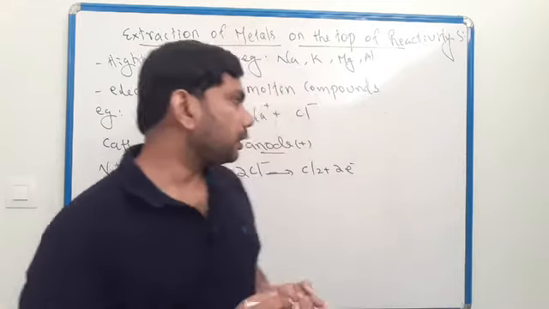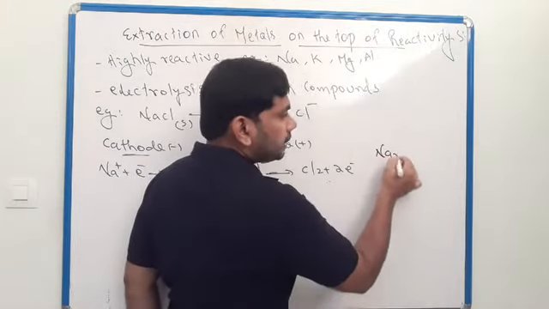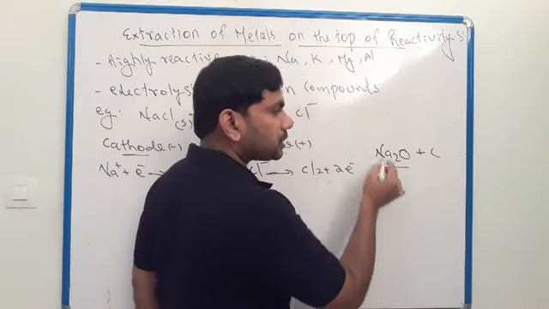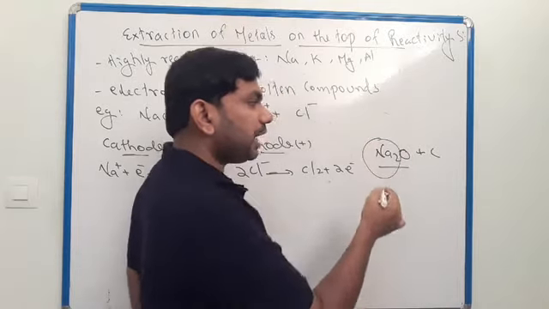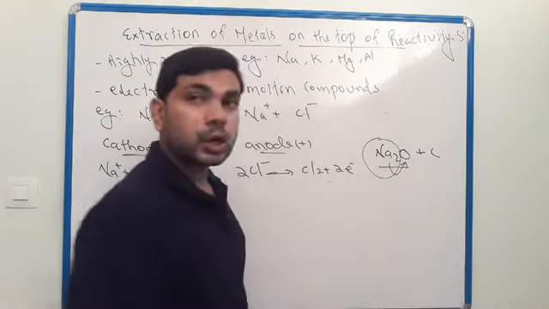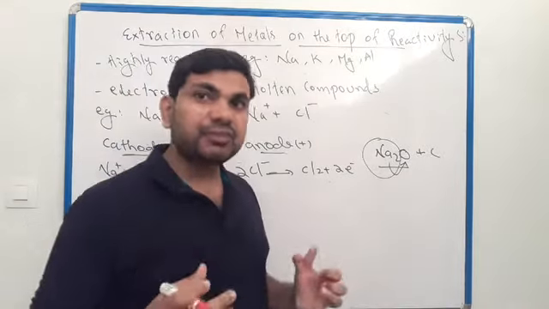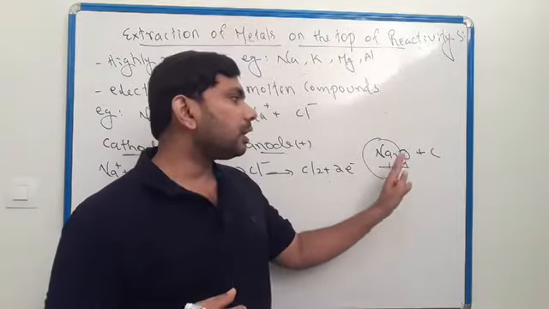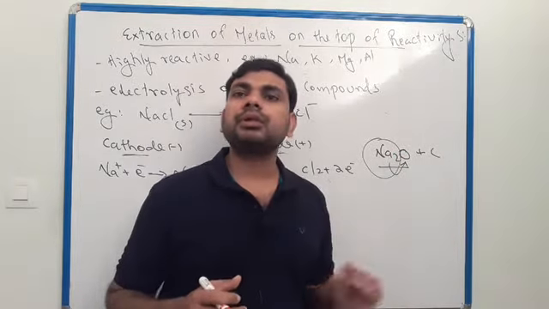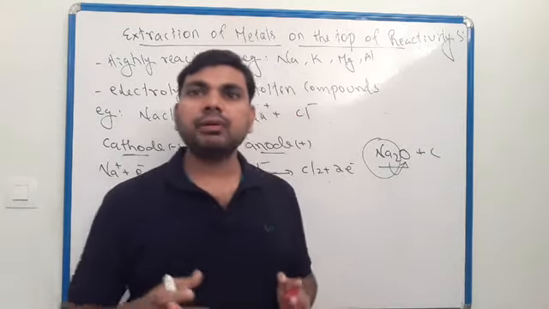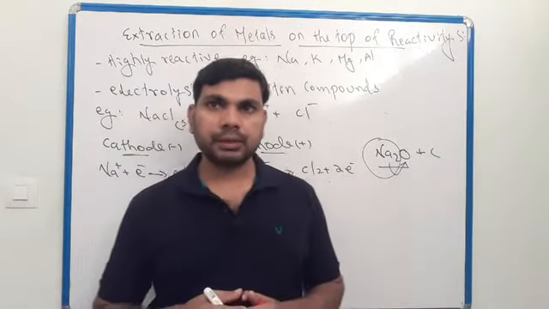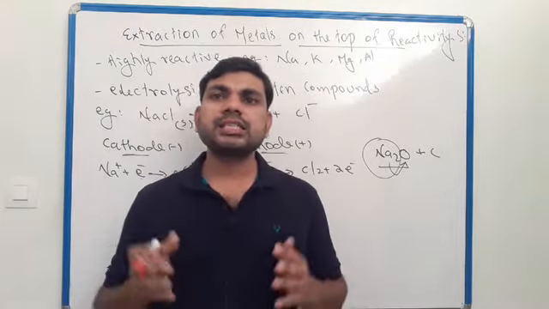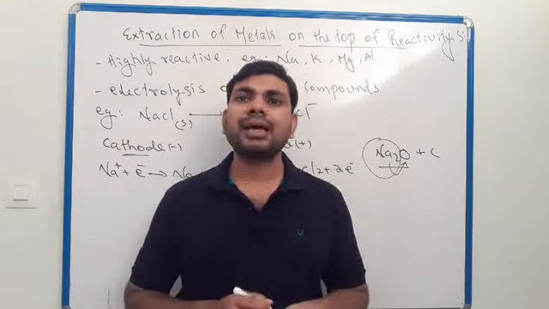Look here, highly reactive metals, for example sodium oxide, cannot be reduced with carbon, because these highly reactive metals have greater affinity towards oxygen compared to carbon. So here reduction with carbon is not possible. That's why we will use electrolysis. Metals on the top of the reactivity series are extracted by electrolysis.